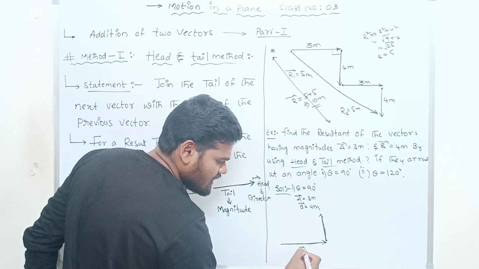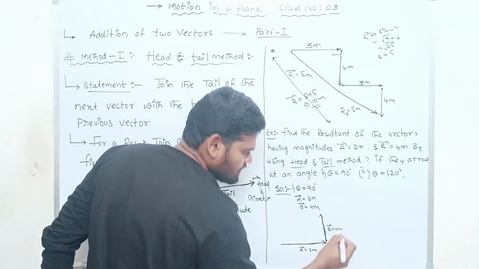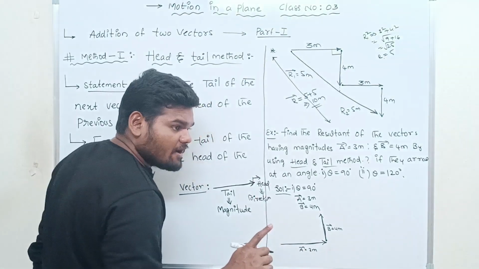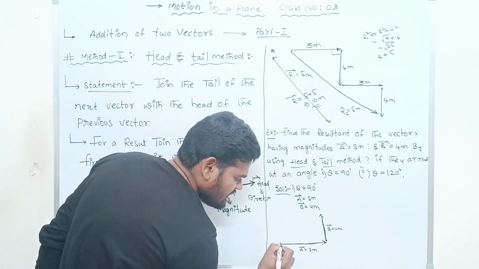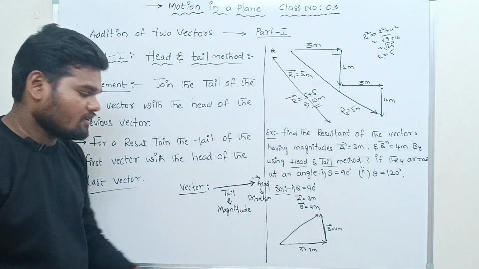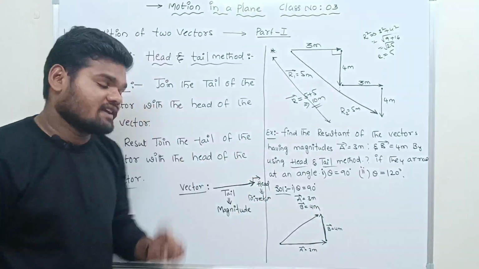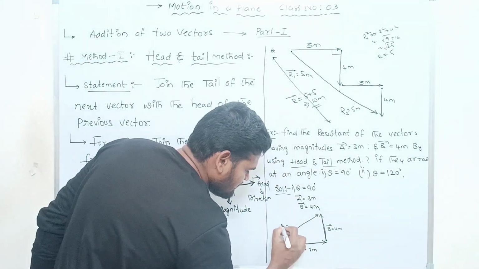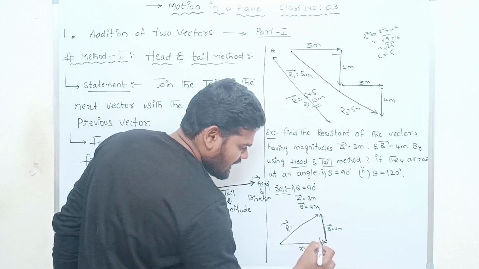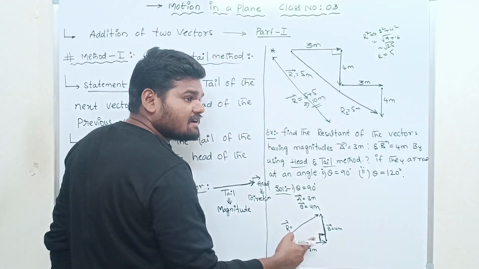That means this is a bar equal to 3 meters and this is b bar equal to 4 meters. For the result, we have to join the tail of the first vector with the head of the last vector. Now it gives the resultant vector. Have a look. The angle between these two vectors is 90 degrees, because they are perpendicular to each other.